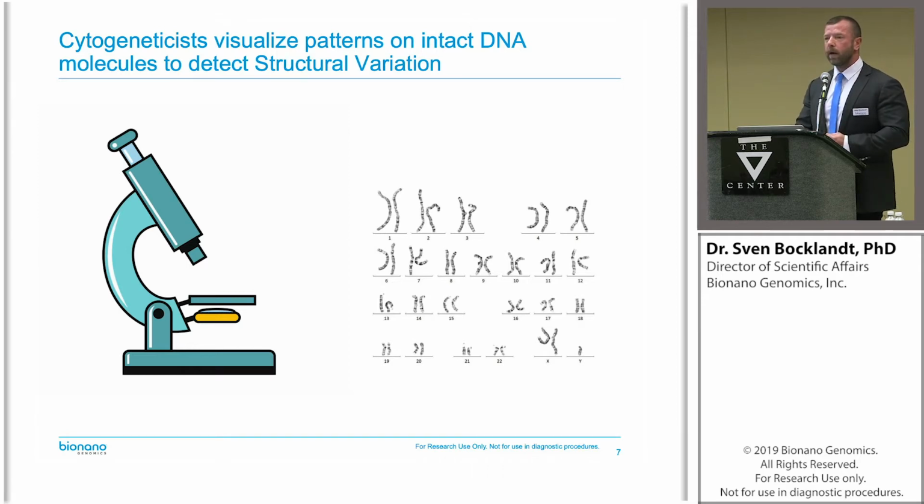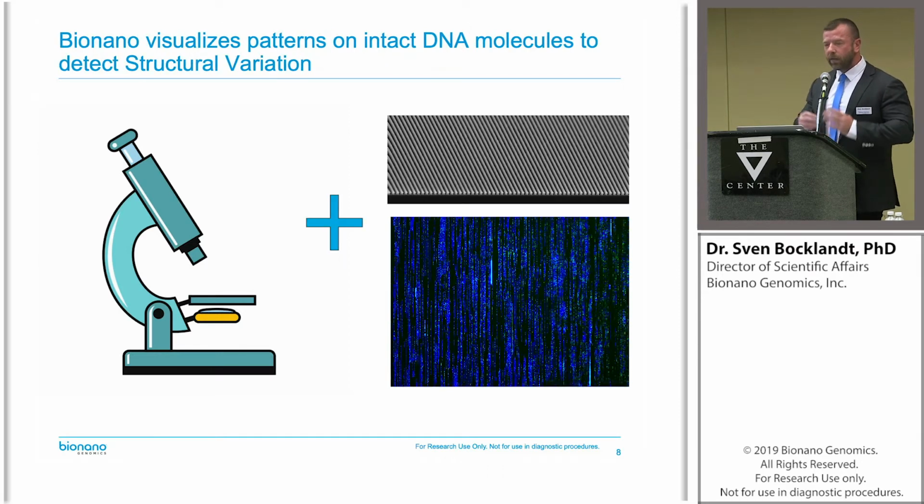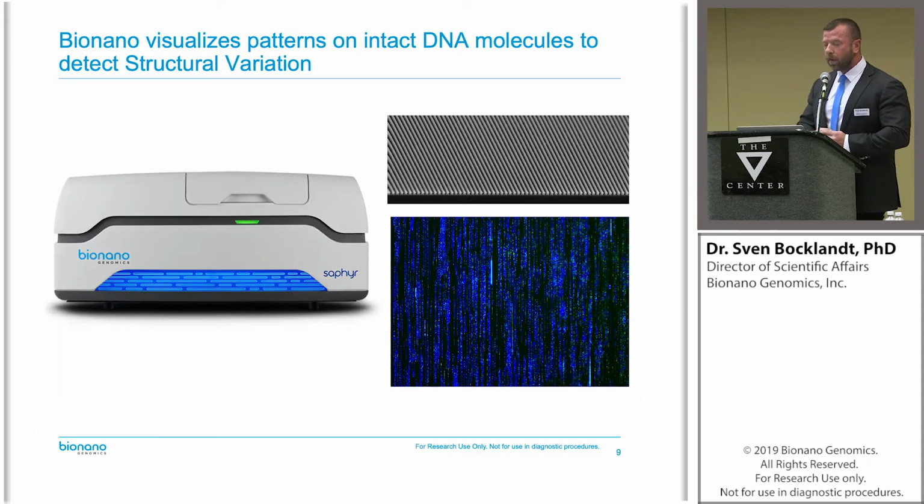And that's what we do at Bionano as well. Except we add this nanochannel array, which has hundreds of thousands of channels that fit a single DNA molecule, linearize it and image it. So you get pictures like this of the genome instead of just a few of these chromosomes. And our microscope is called Saphyr, and it automates this process for you.